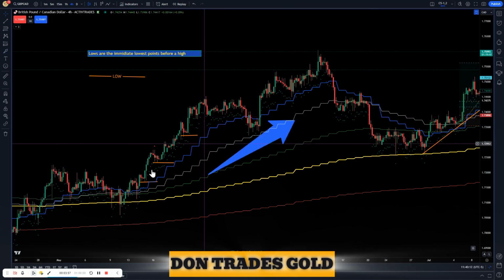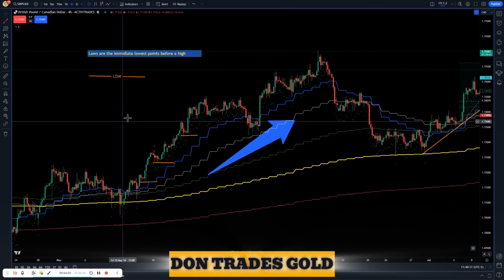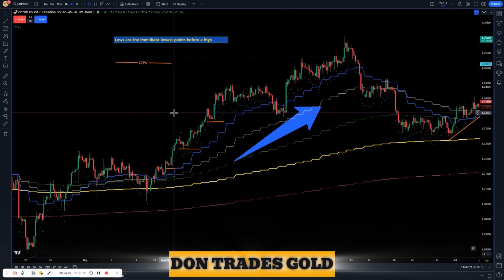So you might have heard the term higher highs and higher lows. So what is this higher high and higher low? You should understand this very clearly. In an uptrend you get highs and lows, and also in a downtrend you get highs and lows. In an uptrend you get higher highs and higher lows. So how is this possible?